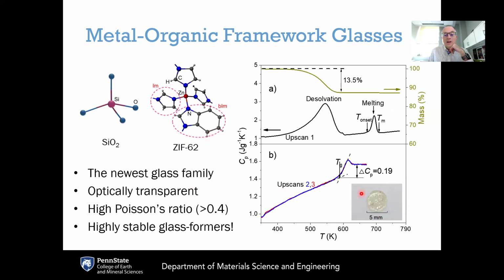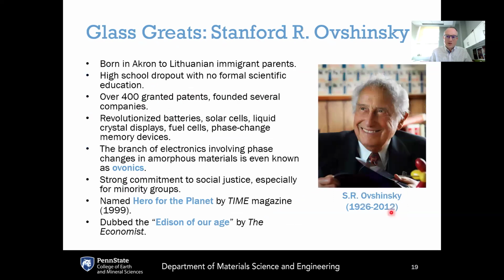They are or can be optically transparent, as shown here. They have exceptionally high Poisson's ratio in some cases. It could be higher than 0.4, which is an indication that they may have high fracture toughness as well. We're still at the very beginning of exploring which chemistries of metal organic frameworks can form glasses, how the glass forming ability scales with composition, and how do we scale this up to form larger size pieces. This is one of the largest pieces that has been made up to this point, and it's just 5 millimeters across. So this is a really exciting area of ongoing research.